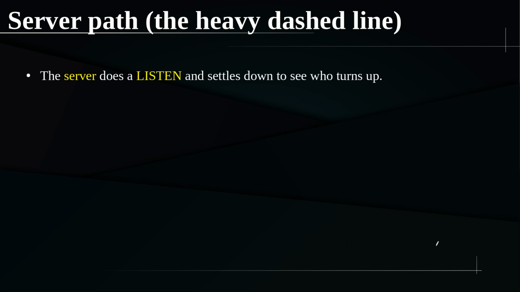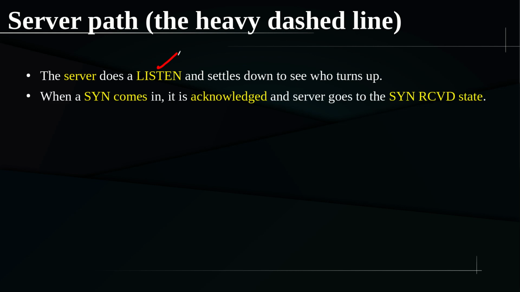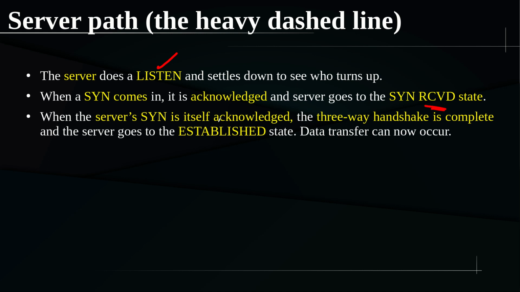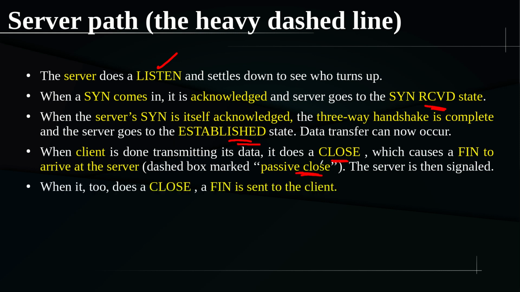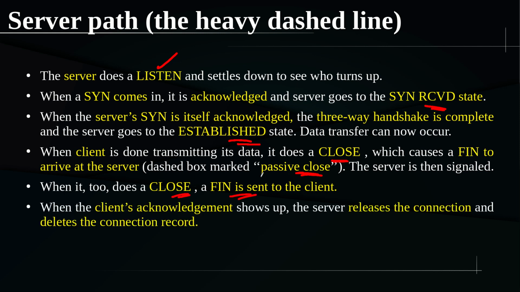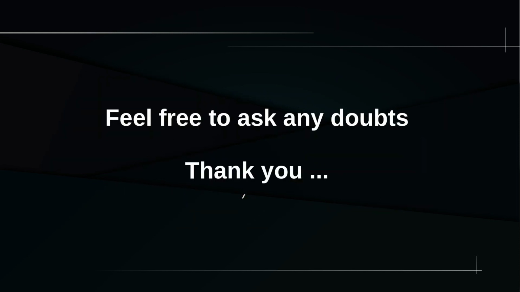And at the server side, what are all the things? The server initially starts with the listen procedure, and now the SYN comes and that will be acknowledged and it will go to the SYN received state. The server's SYN itself is acknowledged, and then the three-way handshake is completed and it goes to the established phase. When the client is done transmitting the data, it does the active close by sending the FIN to the server, and the server executes the passive close, which also closes in the other direction by sending the FIN to the client. The client's acknowledgement is the last acknowledgement in the figure. The server releases the connection and deletes the connection record completely, right? So that is the total procedure.